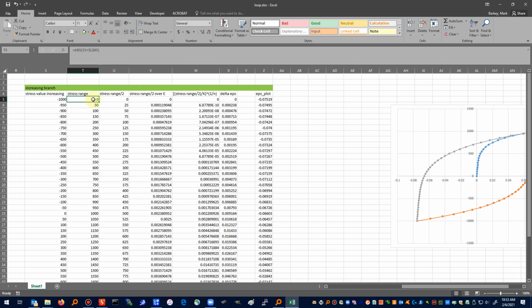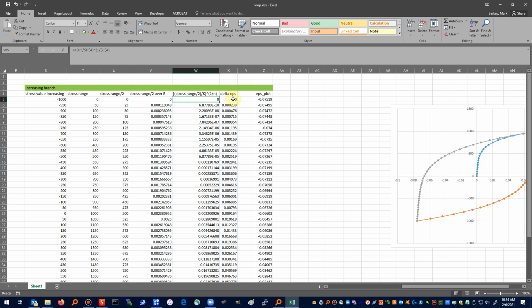Okay, so I calculate the stress range. When I'm down here, the range is 0. I only have an increase in range as I move up through here, and I do need the absolute value of that. We plug these numbers in as positive numbers into the branch equation. Calculate the stress range over 2. Calculate the elastic contribution. Calculate the plastic contribution.